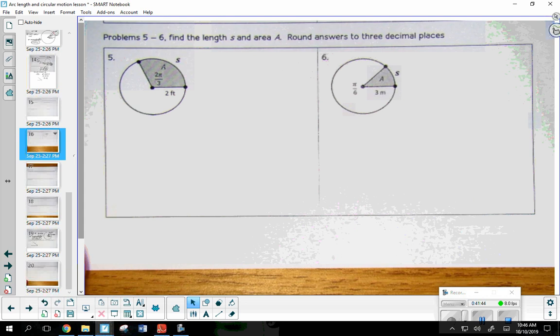Hi. Okay. So we're doing number 5, where it wants me to find the arc length and the area of that sector. Round to 3 decimal places.